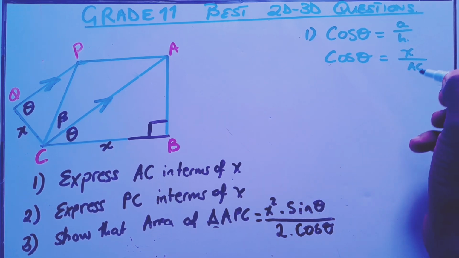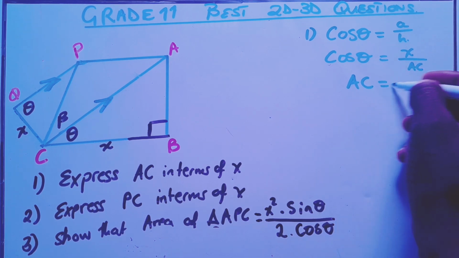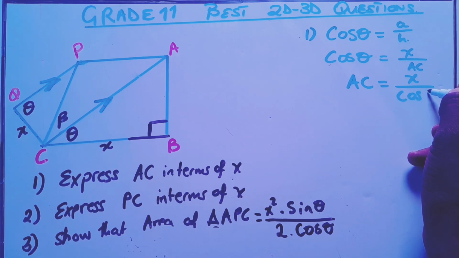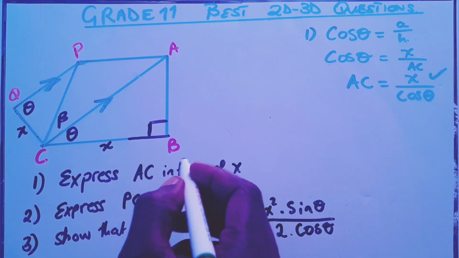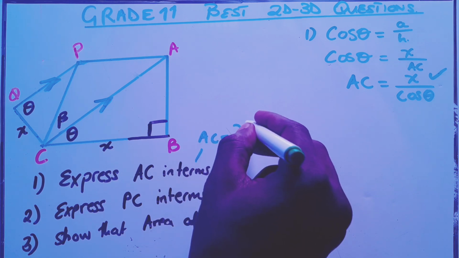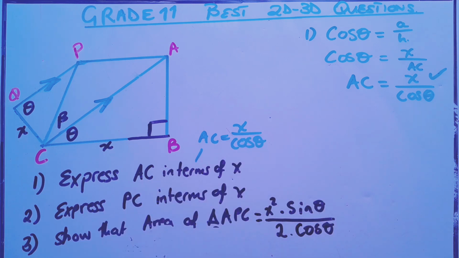is AC. So multiplying out there, it means that our AC is equals to x over cos of theta, like that. So this is our answer to this first question. So it means that our AC is equals to x over cos of theta, just like that, right? So let's move to number 2.